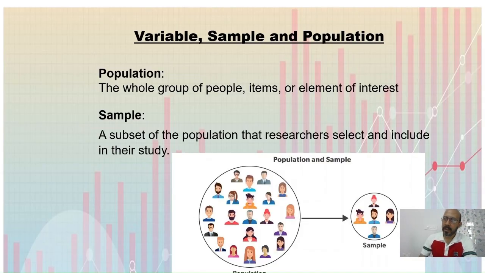Population: the whole group of people, items, or elements of interest. That is population. A sample is a subset of the population that researchers select and include in their study. That is the subset of the population.